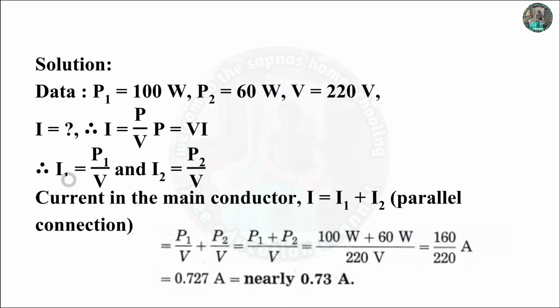So V into I. So I1 is equal to P1 upon V and I2 is equal to P2 upon V. Total current I is equal to what? I1 plus I2, parallel connection. So P1 upon V plus P2 upon V. The denominator is the same, so we'll write it once only. That is 220, and 100 plus 60 is 160. So 160 upon 220. The answer is 0.727, nearly 0.73 ampere, because it's a 7 after 2, so we'll change it to 3.